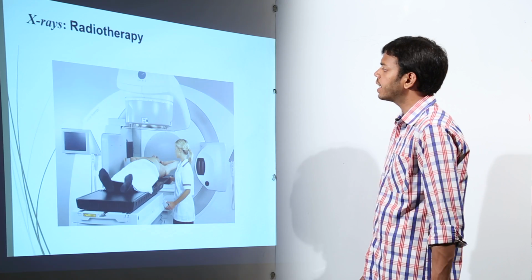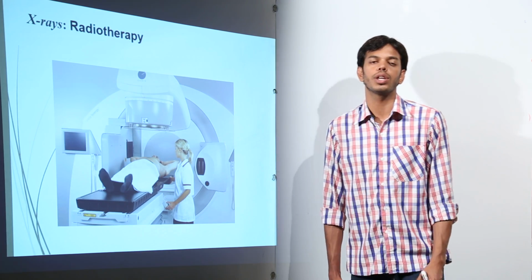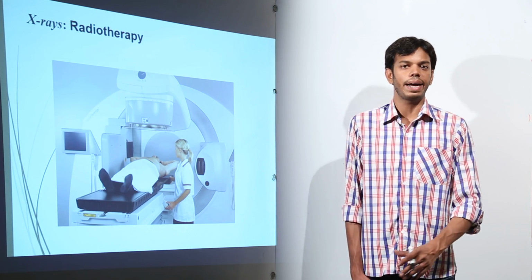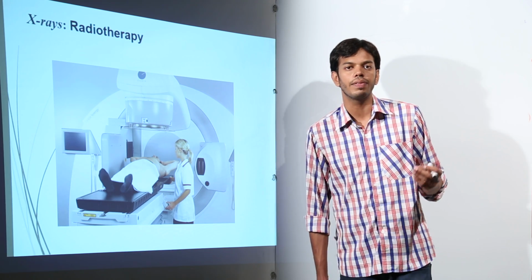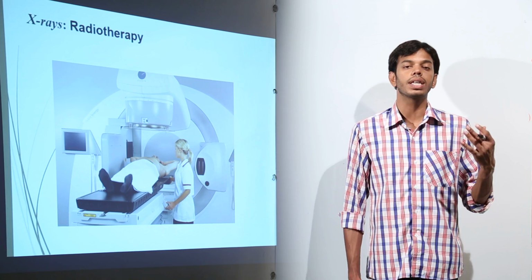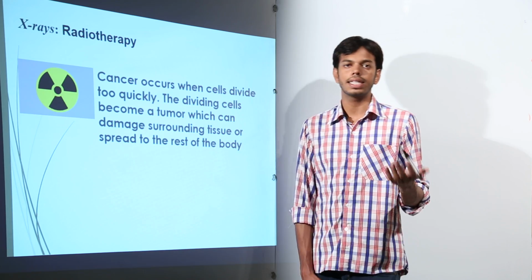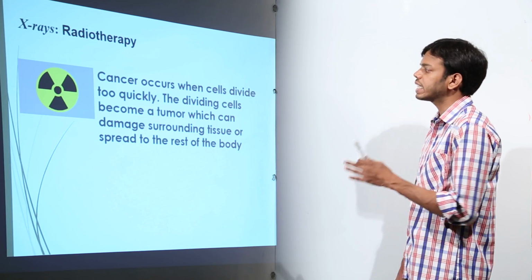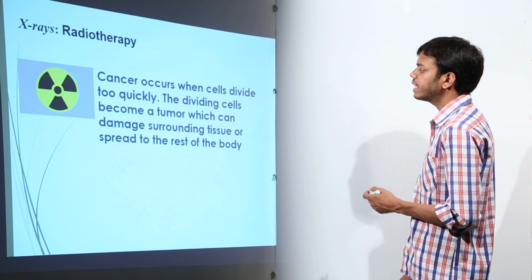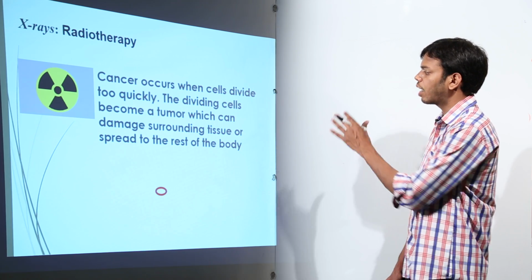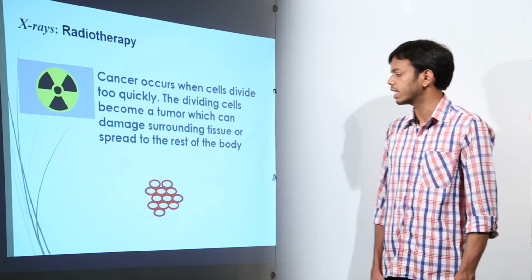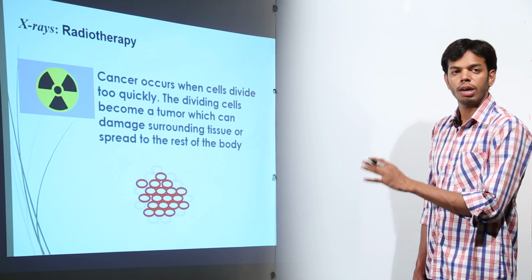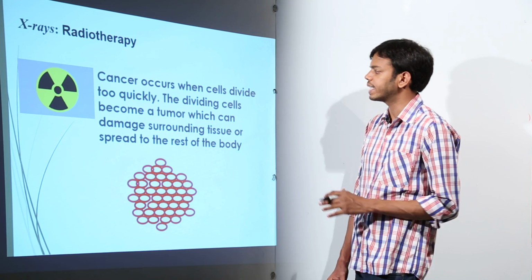Then X-rays and gamma rays are used to cure cancers. How? Because when the human body is exposed to gamma radiation, the very high energy radiations kill the cancer cells. How? Cancer occurs when a cell divides too quickly. The dividing cells become a tumor which can damage surrounding tissue or spread to the rest of the body. This is a very simple explanation of how cancer occurs. So more and more cells increasing, this is what cancer is about.